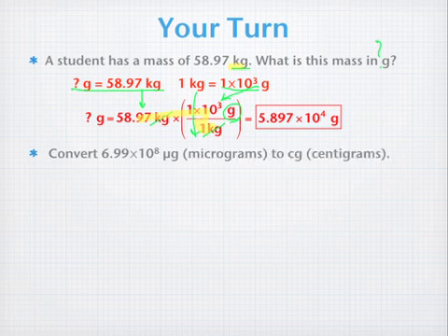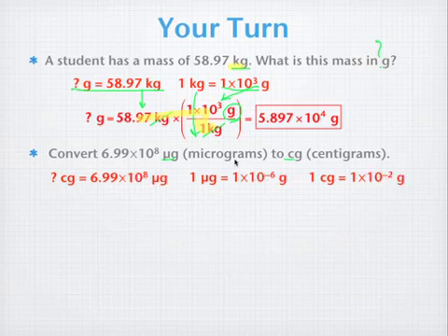All right, our next problem. Convert 6.99 times 10 to the 8th micrograms to centigrams. Push the play button when you're done. All right, so we're back. Let's see how we did. Micro and centi are our 2 units. So since we have 2 prefixes, this is going to be a 2-step conversion. Here's our setup.